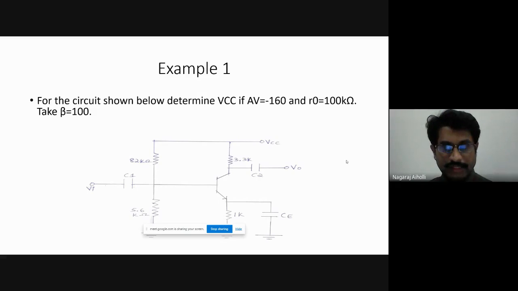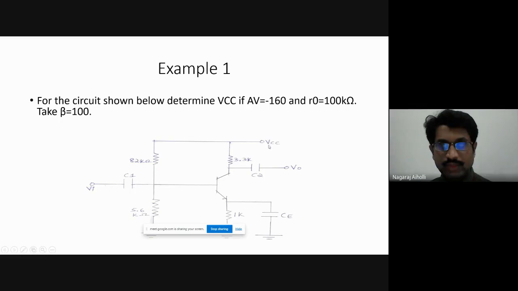This is a voltage divider bias circuit. R1 is 82 kilo ohm, R2 is 5.6 kilo ohm, RC collector resistance is 3.3 kilo ohm, RE emitter resistance is 1 kilo ohm. C1 is connected at the input side, the input coupling capacitor, C2 at the output terminal, the output coupling capacitor, and there is a bypass capacitor CE. VCC, the supply voltage, is applied.